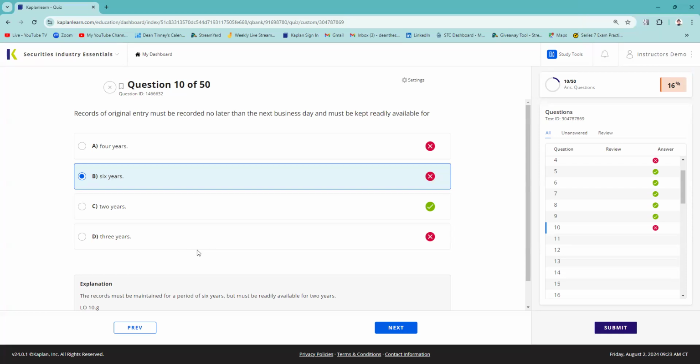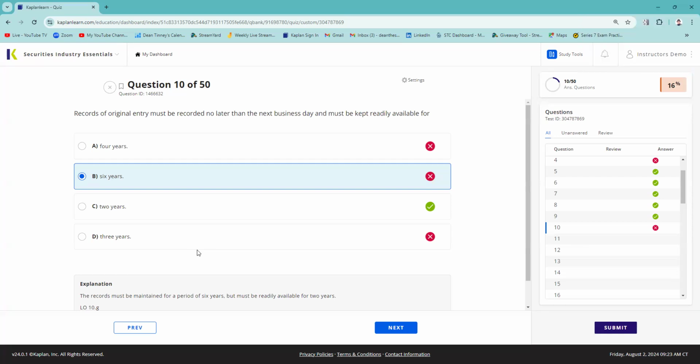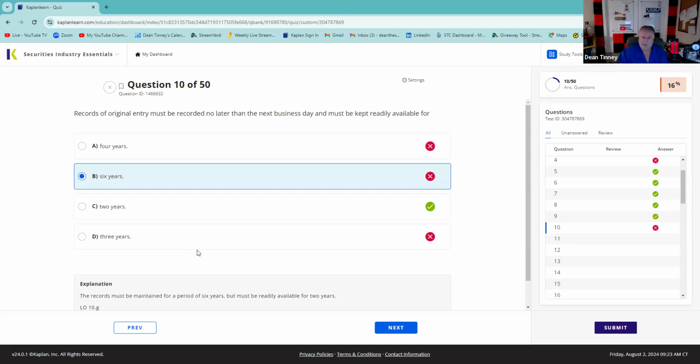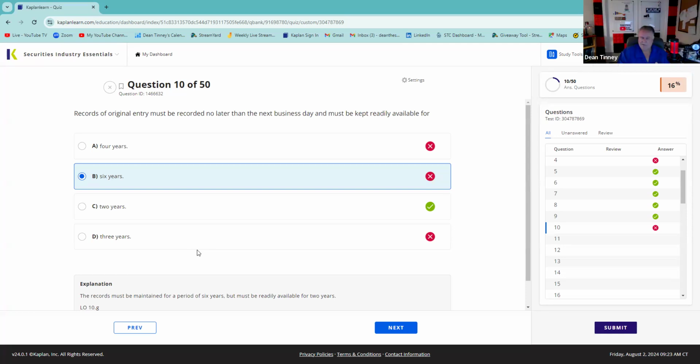Now, remember, there's a distinction between record retention and readily accessible, right? If it said record retention, you would have picked 3 years and been correct. If this would have said records of original entry must be recorded no later than the next business day and retained for, then you would have been correct. Okay. And then lifetime records, right?